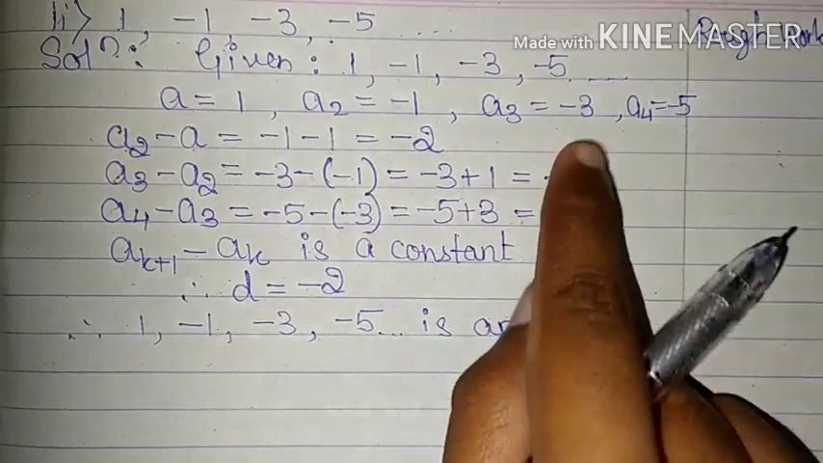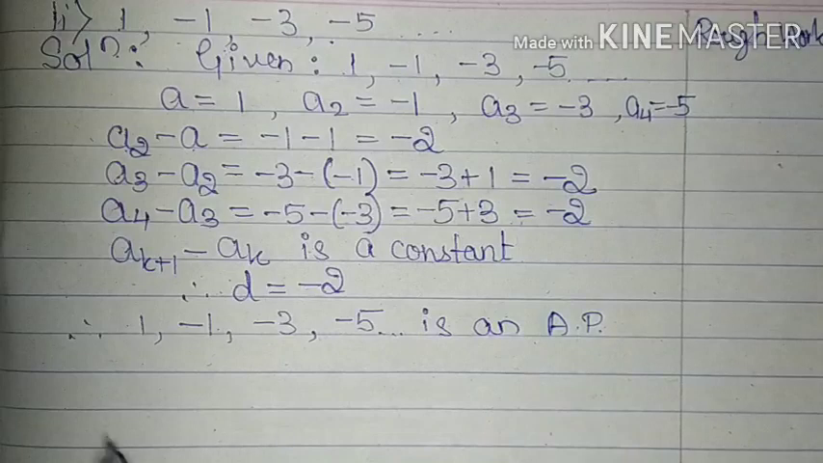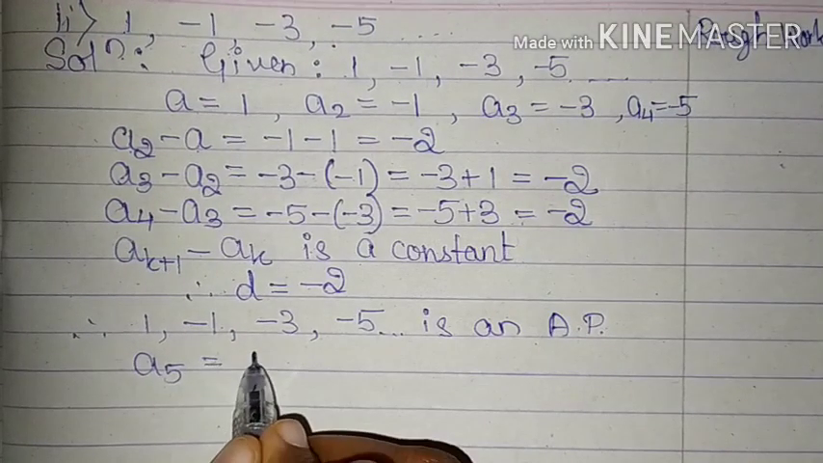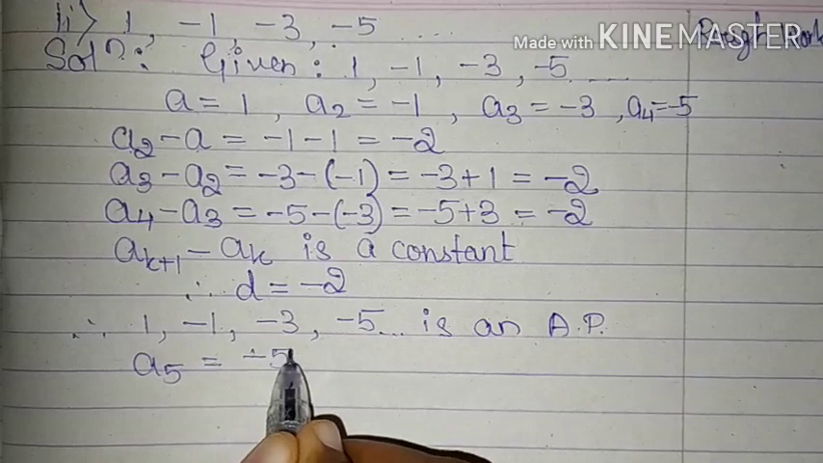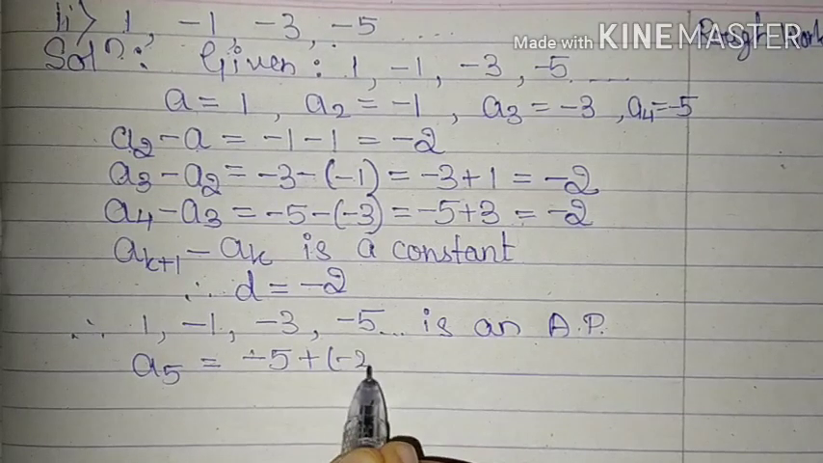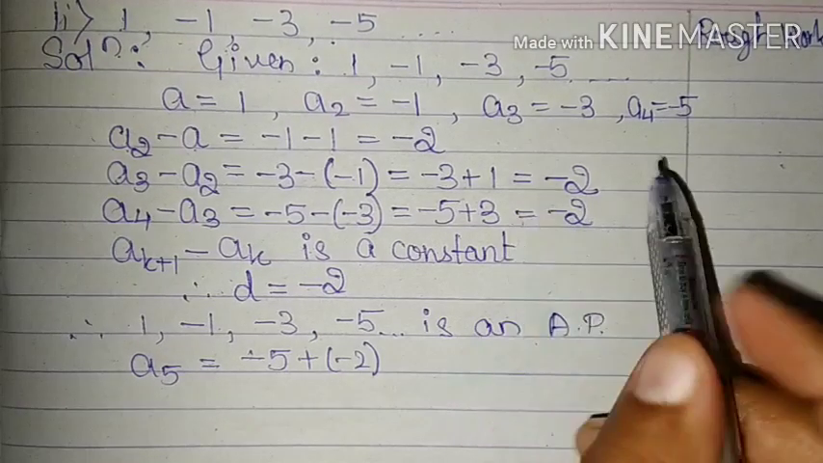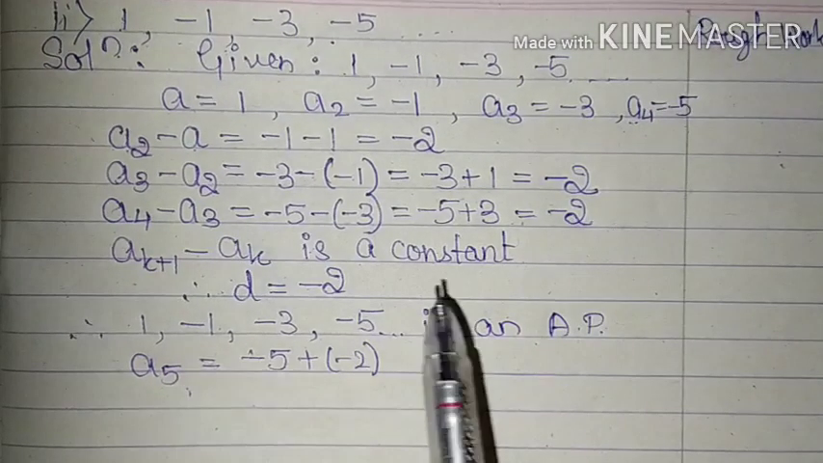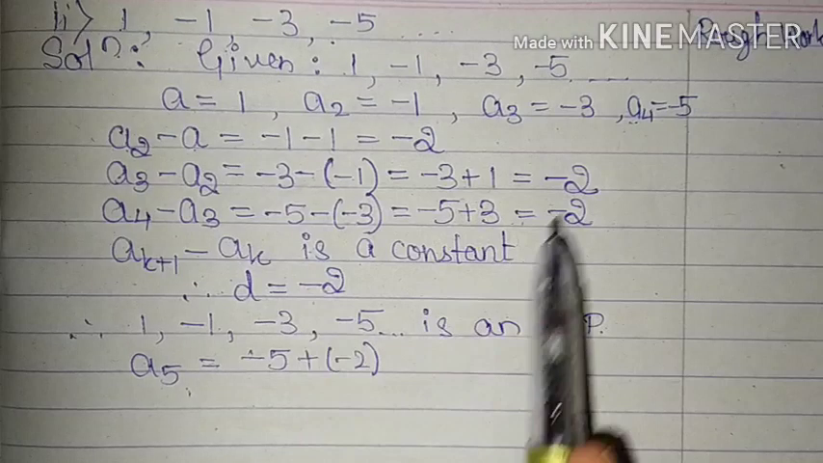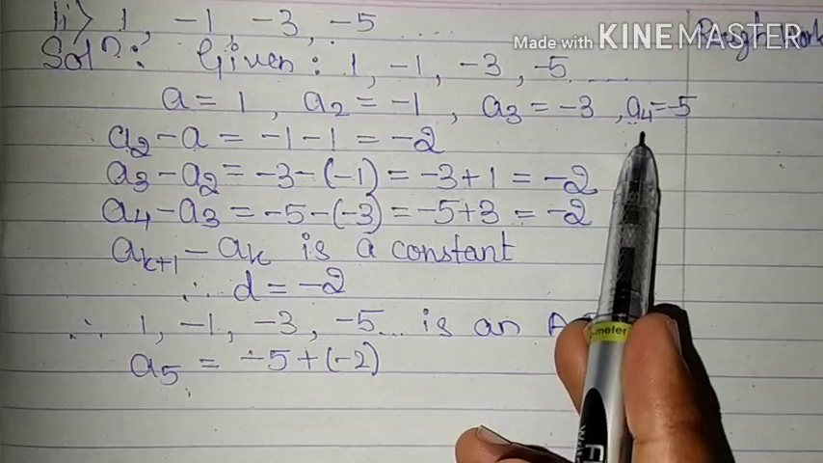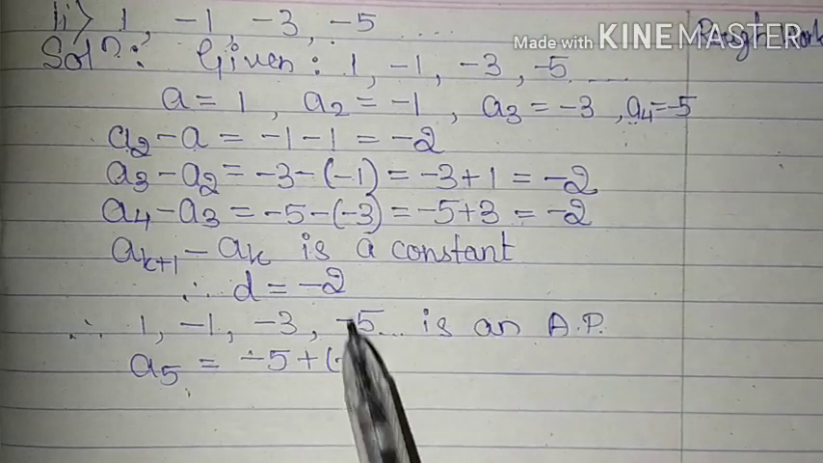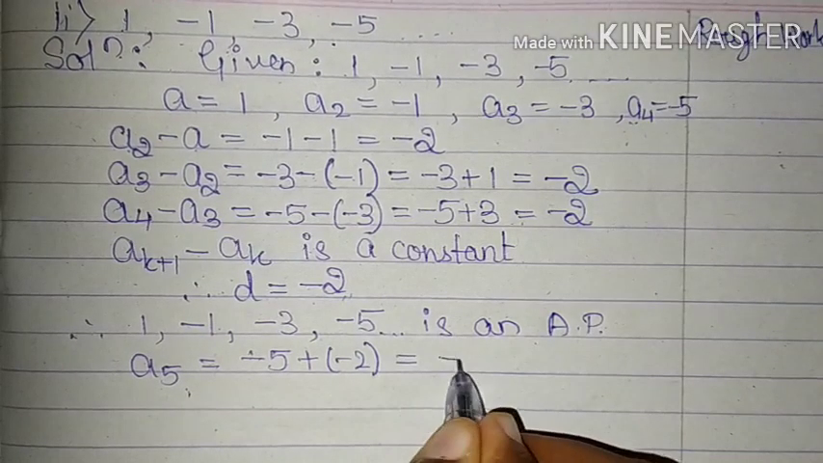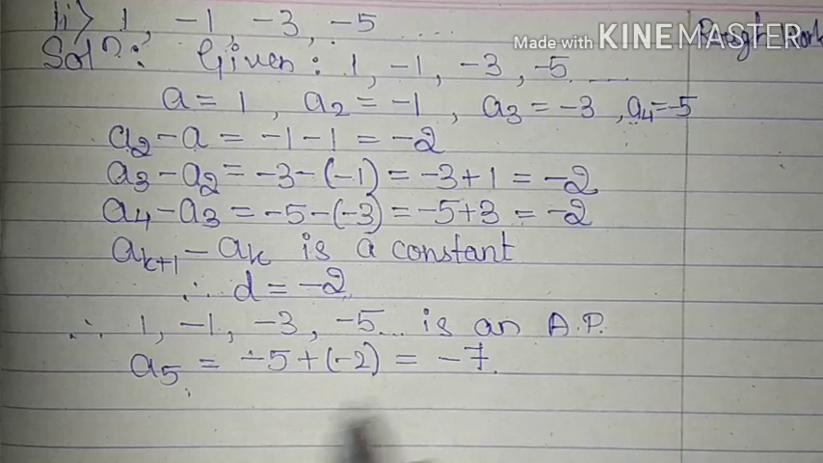Now, since it is an AP, we have to find the next two terms. So the last term which we had was A4. So now A5 is equal to minus 5 plus minus 2. Agree? Because to get the new term, we have to add the common difference to the previous term. The previous term was minus 5 and the common difference is minus 2. Let's add them. We will get minus 7.